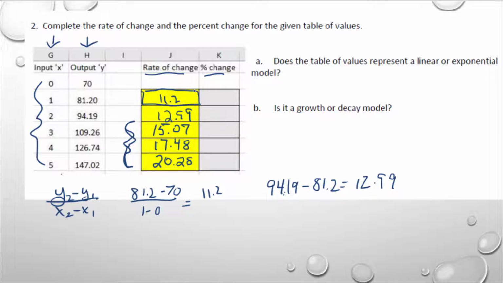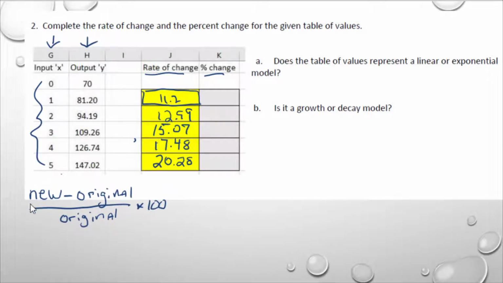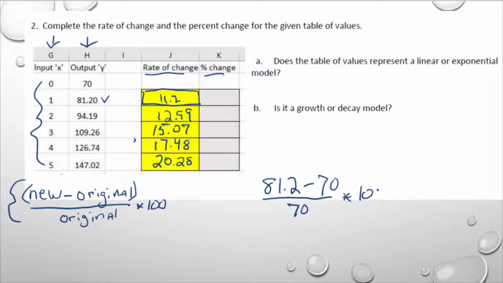See if they match. Now let's just do the percent change. Recall again that the percent change is the new minus the original, divided by the original, multiplied by 100. So we're going to take the new, which is 81.2, subtract the original, which is 70, and divide it by the original, which is 70, and multiply that by 100.